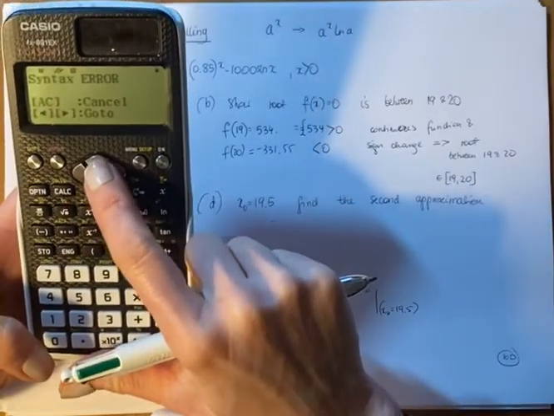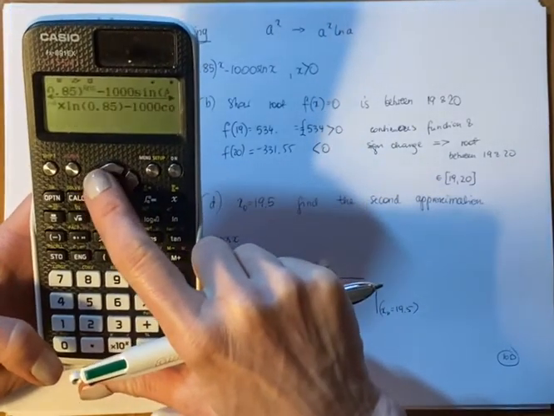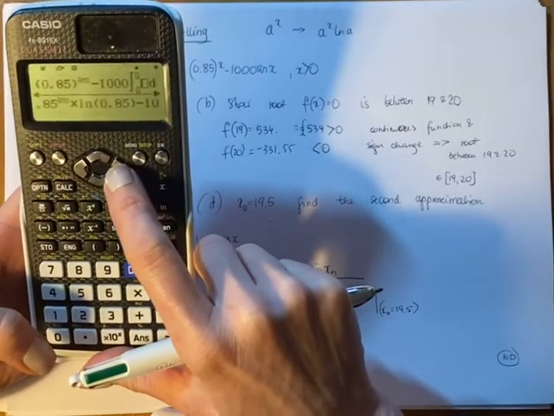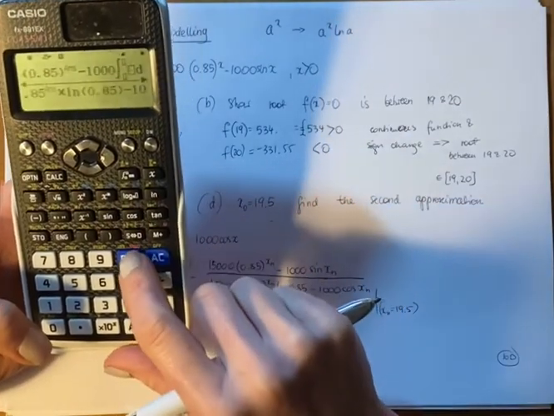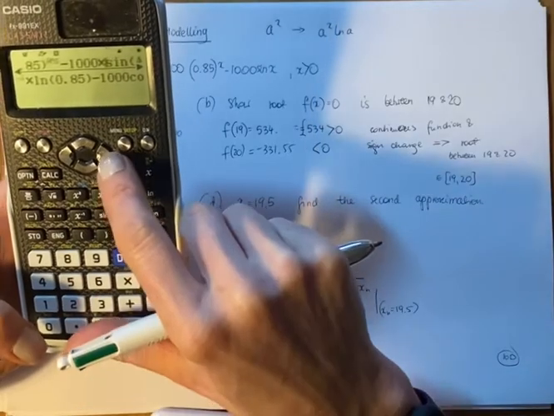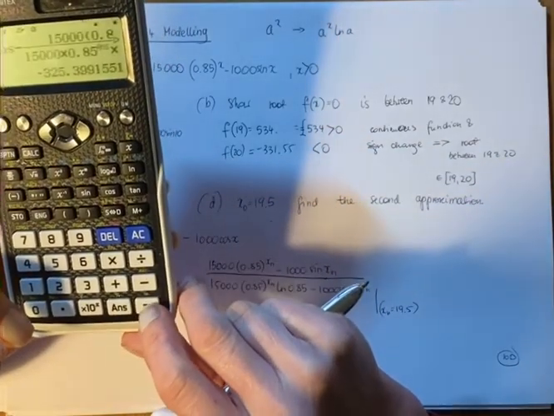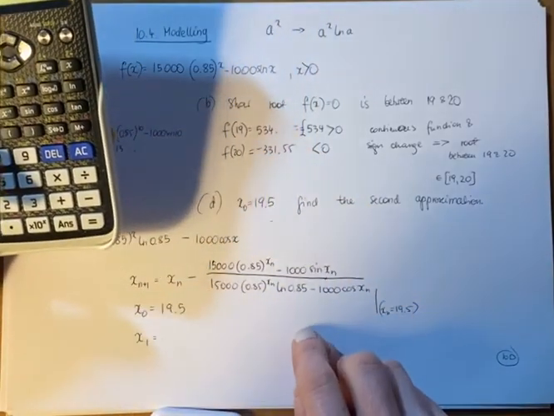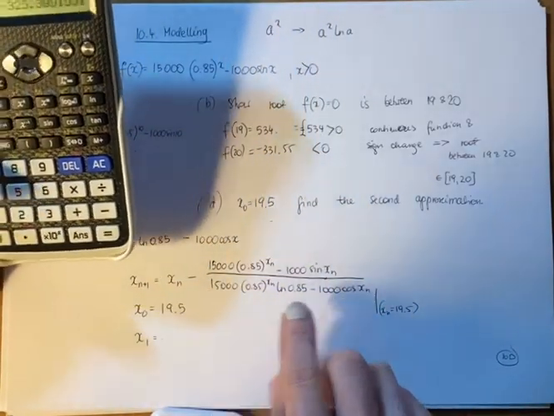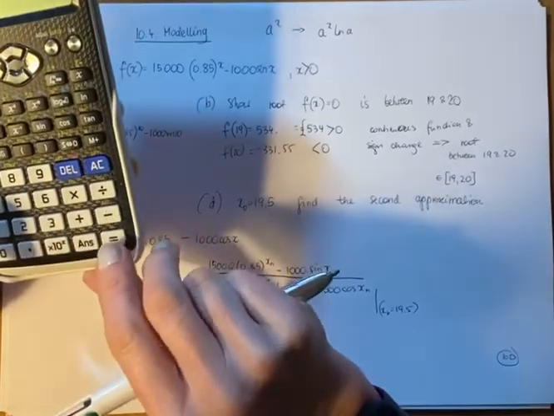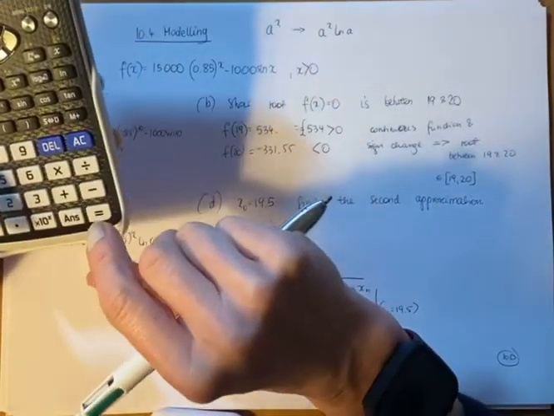Oh, error. What didn't it like? Maybe put times here. Okay, so that's okay. I didn't need the times, but closing those brackets was important. So let's put 19.5 equals, scroll up.